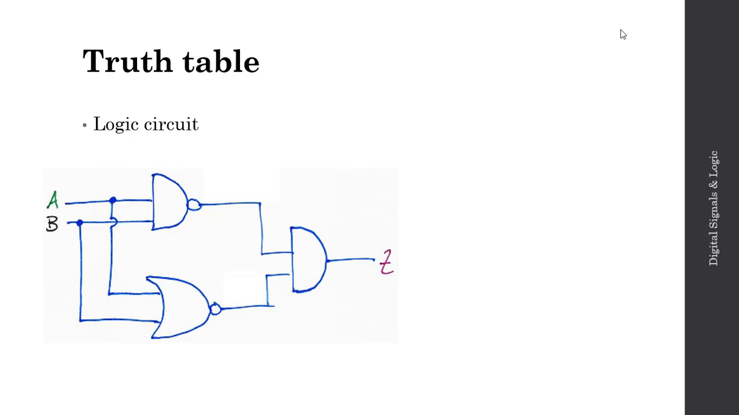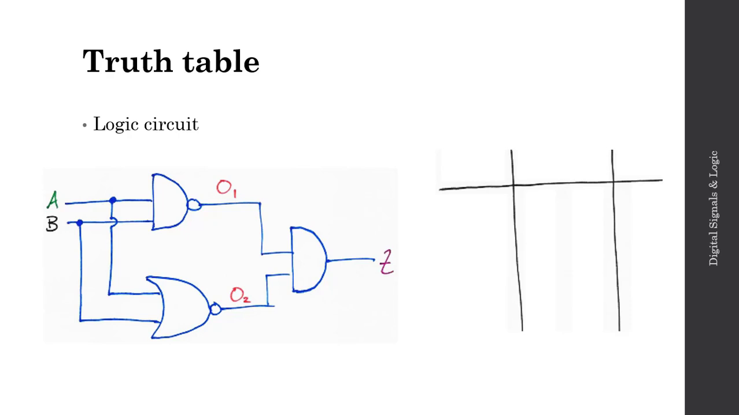Here's an example logic circuit composed of 3 logic gates, the gates being a NAND, a NOR, and an AND gate. The circuit has 2 inputs, A and B, and 1 output, Z. To construct the truth table for this circuit, it's often beneficial to evaluate intermediate signals. So for this circuit, let's take a look at O1 and O2.